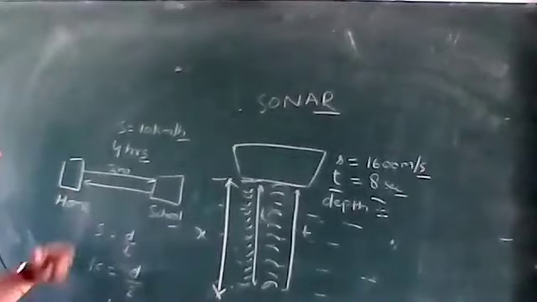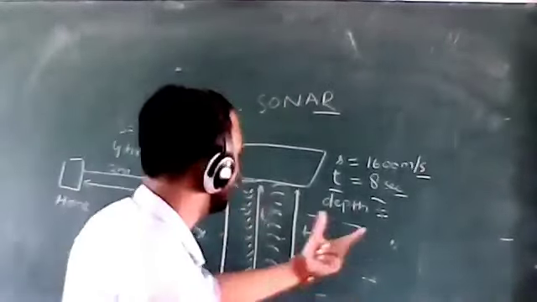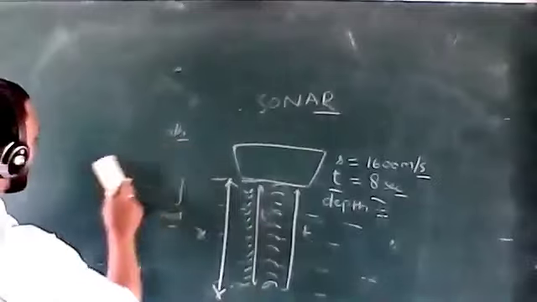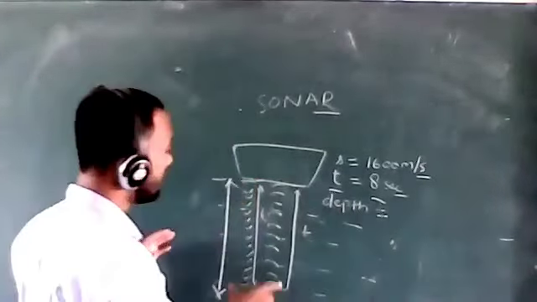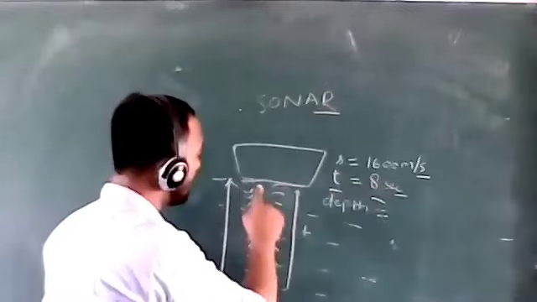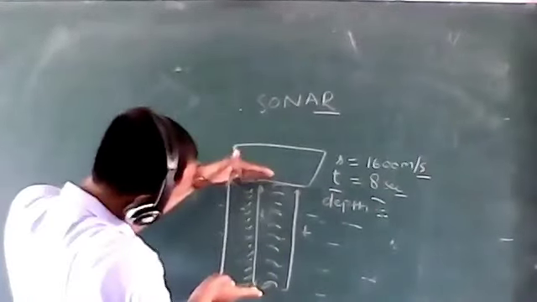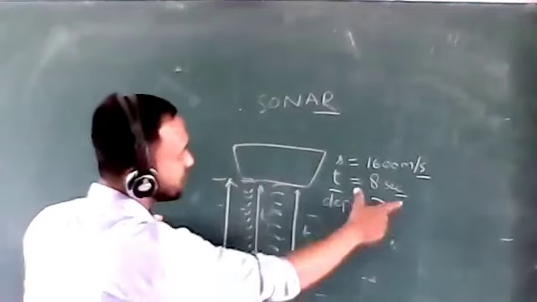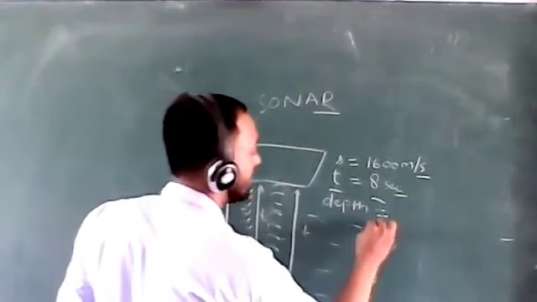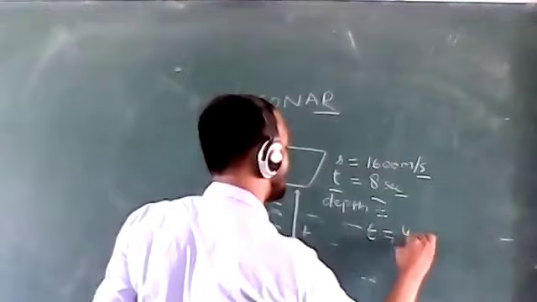Now, in the same way, we will calculate the depth of the sea. See, the total time taken by the sound is 8 seconds. But we have to calculate this much distance, this x, and for traveling x distance, it takes half of the 8 seconds. That is, time equals 4 seconds.